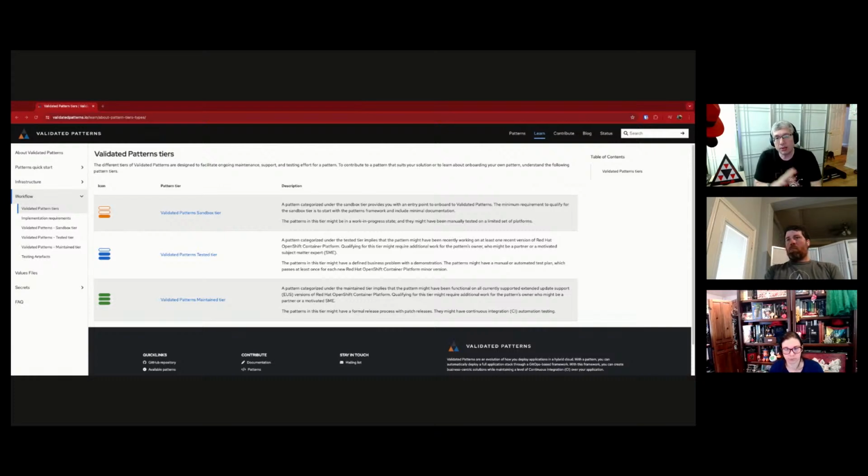At some point, and this doesn't exist yet, we hope to have a supported pattern. That would be a Red Hat product tier of pattern. That doesn't exist today, but someday we hope it will.